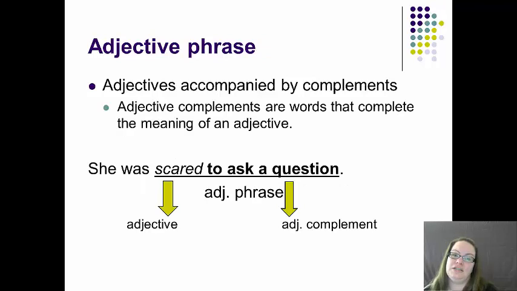Another way that adjectives can be modified is to have complements inside of the adjective phrase. So adjective complements are words that complete the meaning of an adjective. If you remember when we learned about complements before, we were learning about how complements give information about a noun phrase. Now we're seeing some complements that give us information about an adjective, okay, that completes the adjective phrase. So she was scared, scared is the adjective, to ask a question. Okay, adjective complement. The whole underlined portion here is the adjective phrase.